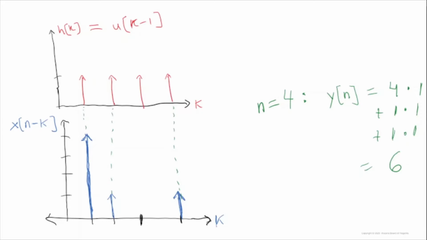We can see that all of x of n minus k is overlapping with h of k. Therefore, y of n at n equals 4 is going to be 4 times 1 plus 1 times 1 plus 1 times 1, which is 6. And again, y of n will also be 6 for any n greater than 4.